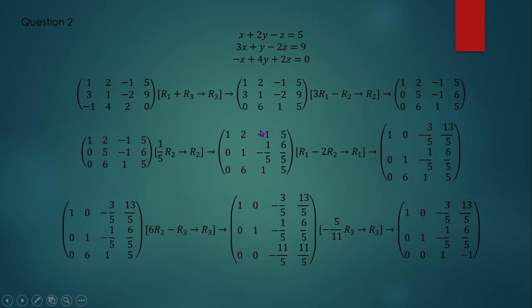Next, I will get rid of this. Okay, solve for this column. R1 minus R2, substitute into R1, observe R1, we have 0 here. So this is -1, -3 over 5, 13 over 5. Okay, this is already done.